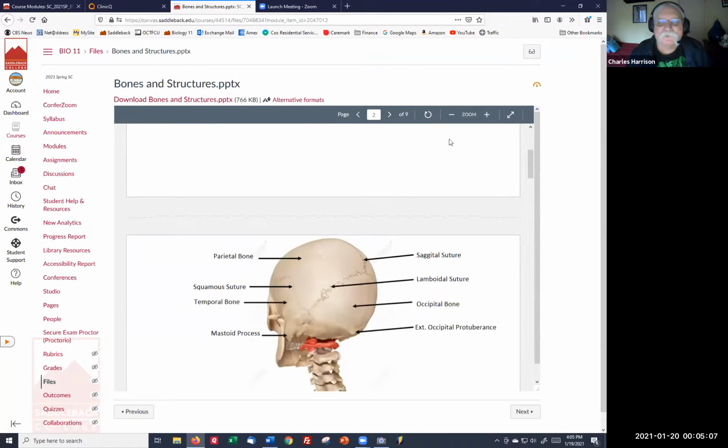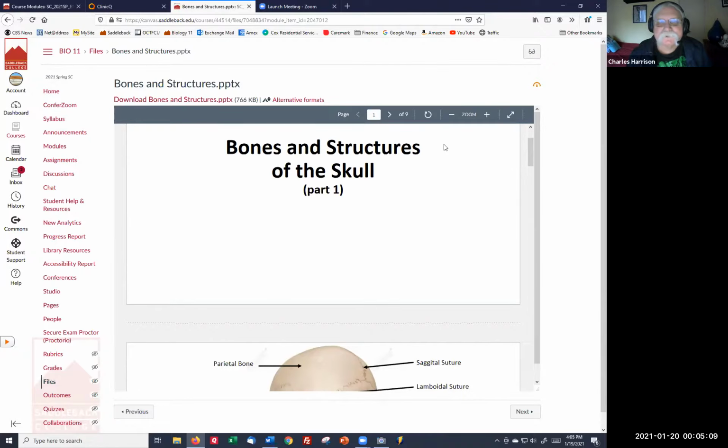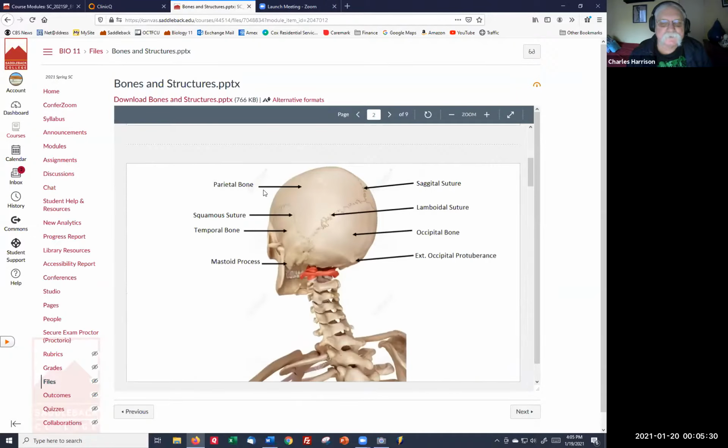I'm going to go over Bones of the Skull Part 1 just to get you started. I'm not going to run you through the whole thing, but if you come back to the modules here and you want to continue on, the module that is Bones and Structures of the Skull, Part 1 is where we're going to be starting. This you can follow along in Chapter 7.